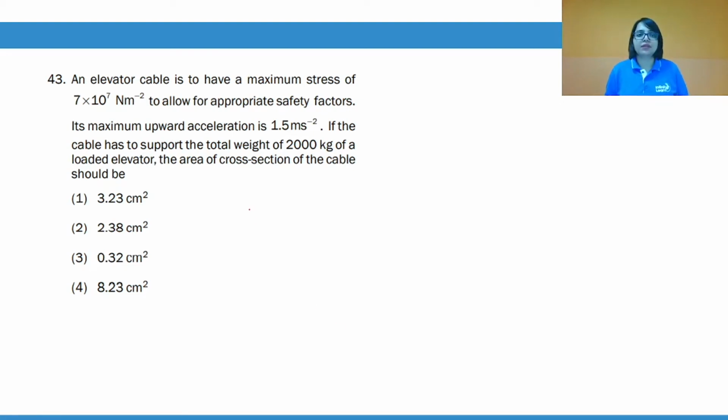An elevator cable is to have a maximum stress of 7 into 10 power 7 Newton per meter square to allow for appropriate safety factors. Its maximum upward acceleration is 1.5 meter per second square. If the cable has to support the total weight of 2000 kilogram of a loaded elevator, the area of cross section of the cable should be.